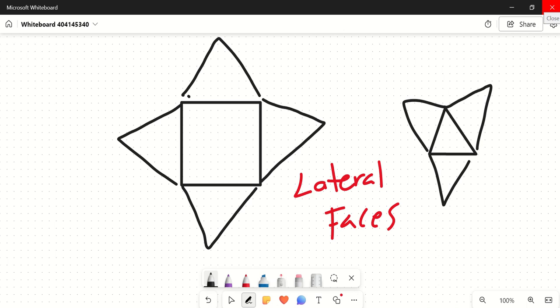We good to move on? Yes? Does quadrilateral include rectangles too? Squares, rectangles, and parallelograms, but a pyramid's not going to be made up of a parallelogram. So again, it's going to be made up of a rectangle or a square base for the pyramid, and the other one will be a triangle. Okay, moving on.